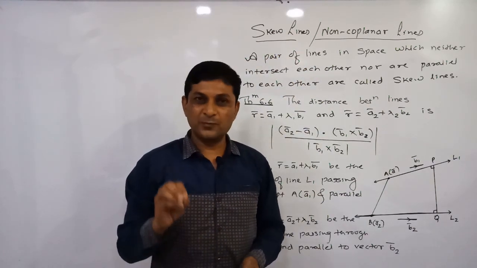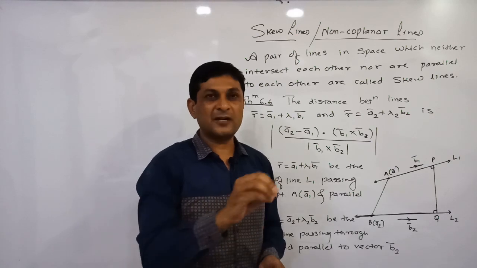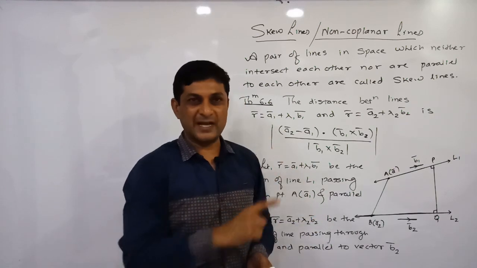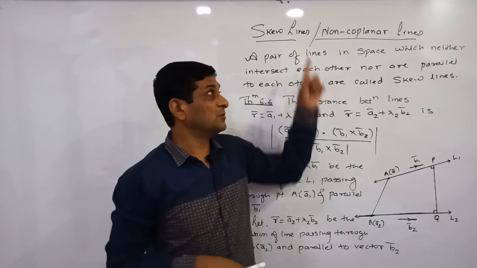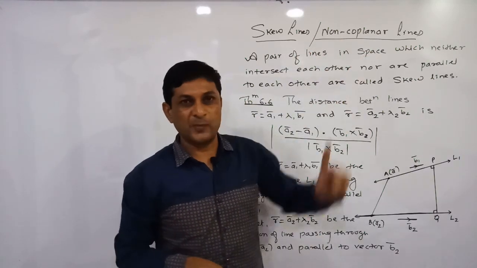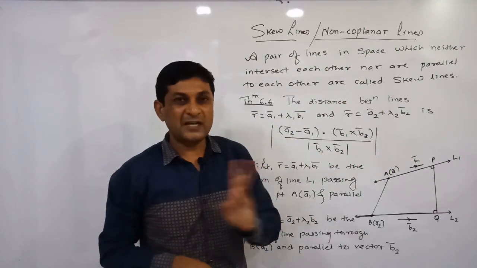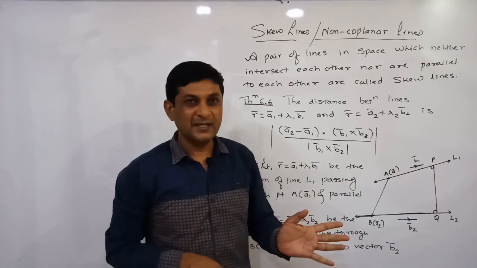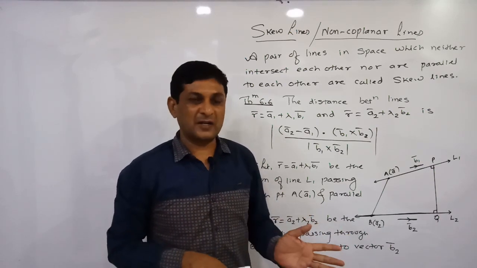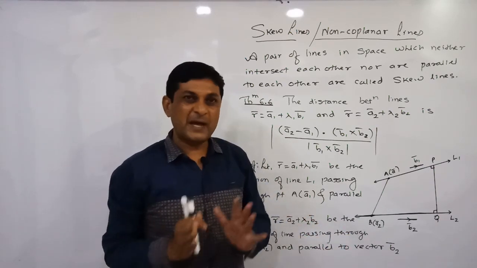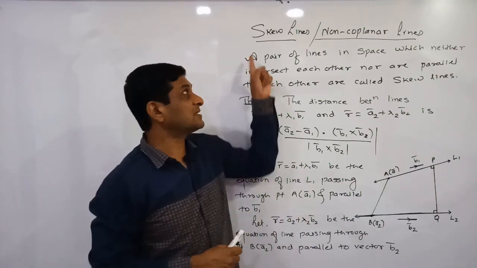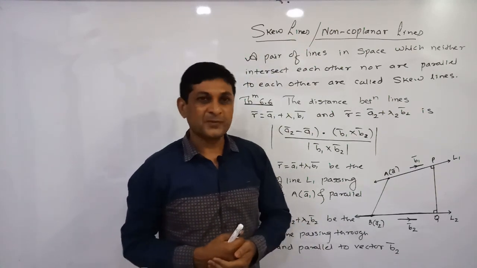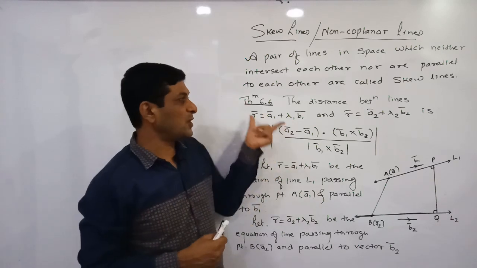non-coplanar lines. Means if a question is asked to show that two lines are skew lines, you have to prove that the two lines are non-coplanar. At that time you have to prove that the two lines are not intersecting and the two lines are not parallel. Means if lines are neither parallel nor intersecting, such lines are called skew lines. Now we are discussing one very important formula.